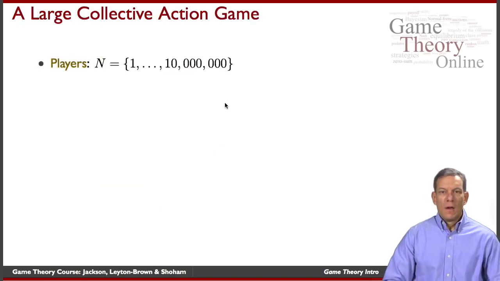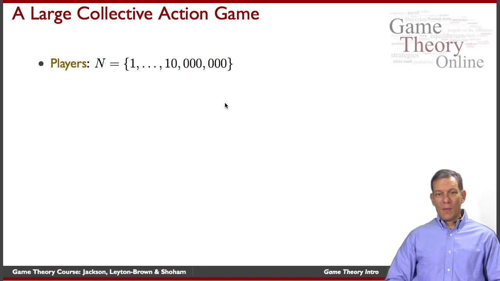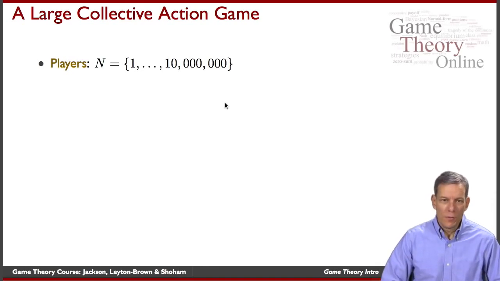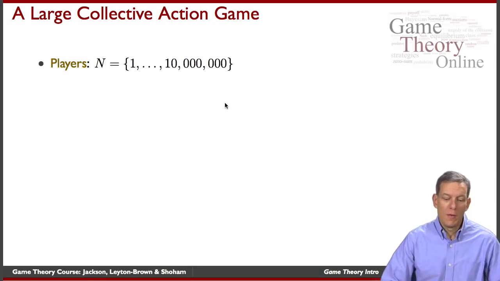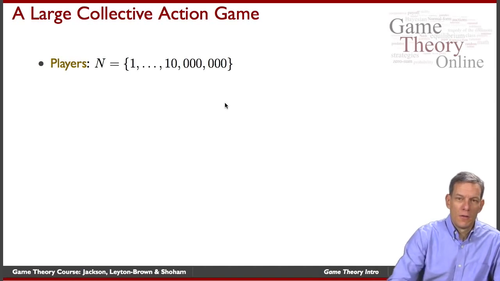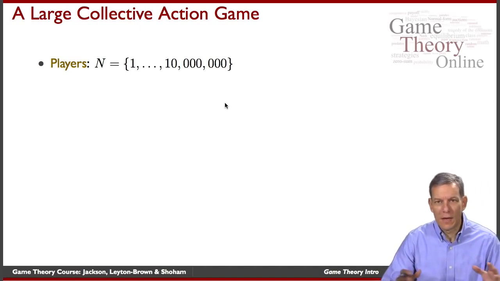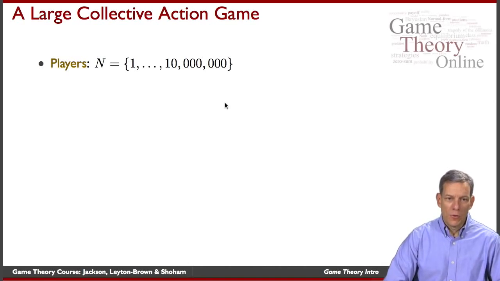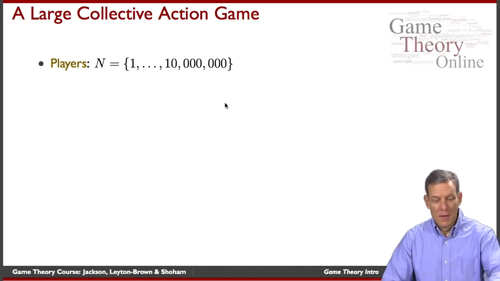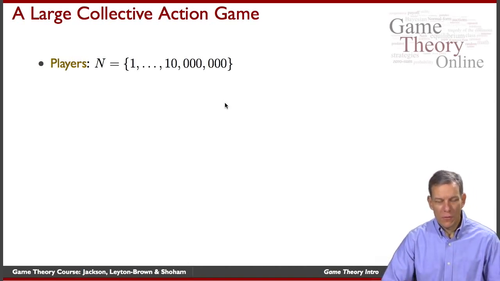Okay. Let's talk about another game that we won't be able to write down in such a simple form. So let's think of a large collective action game. So for instance, whether or not a population wants to revolt against its government. So here we have many more players. So let's imagine that we have a population of 10 million players. So we're obviously not going to be able to write that down as a matrix on our screen. So we can do that more abstractly. But we'll have 10 million players.